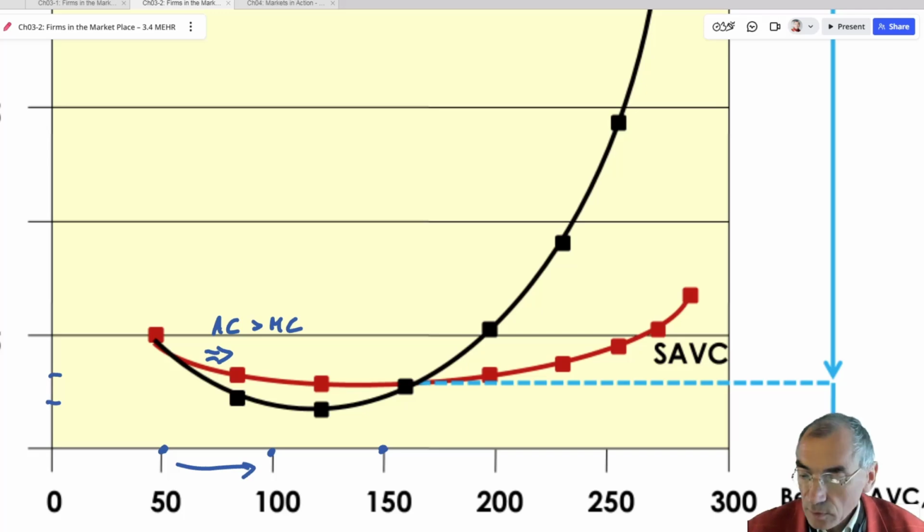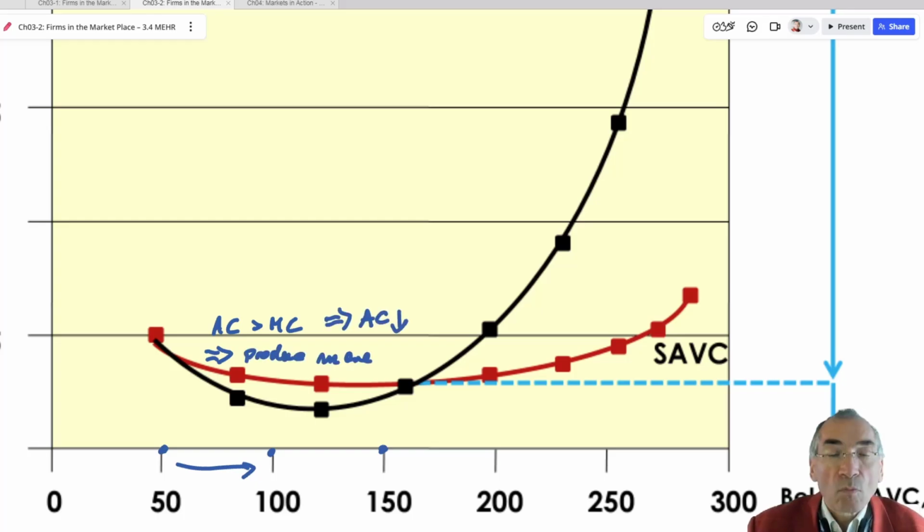So the costs go down because the marginal cost, the cost of producing one more unit, is lower than the average. And that leads the average costs to go down. And the message is produce more. If we produce more, we bring down our costs.